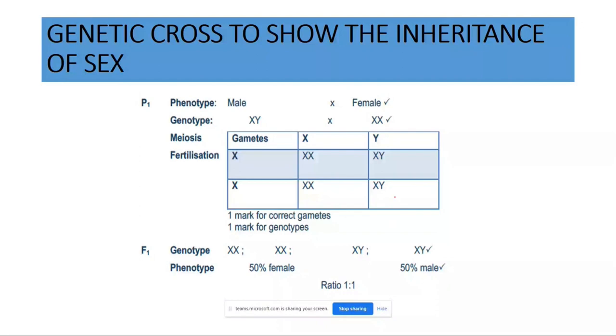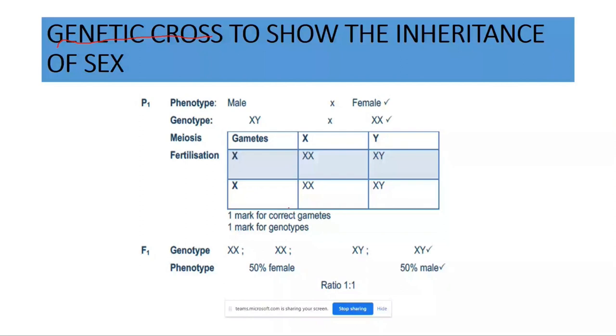So if you must use a genetic cross to show the inheritance of sex, what's my recipe for a genetic cross? P1 phenotype. Male crosses with female, one mark. Genotype, what's the genotype of a male? Always XY. What's the genotype of a female? XX. Meiosis takes place, and what is formed? My gametes. And Mendel says, during gamete formation, the two alleles separate. So there's the one gamete, there's the other one. On this side, the same, XX. And if I cross them, XX, XX, XY.